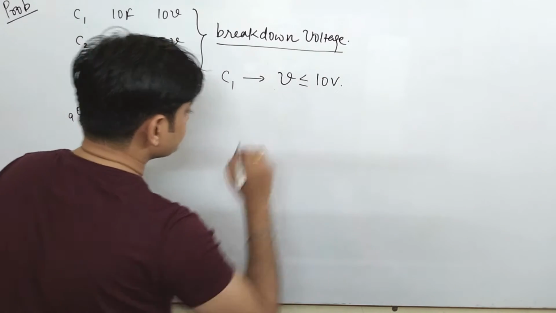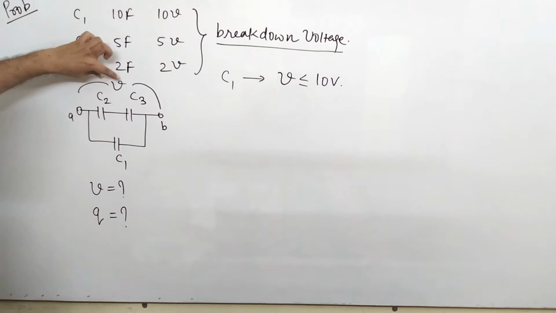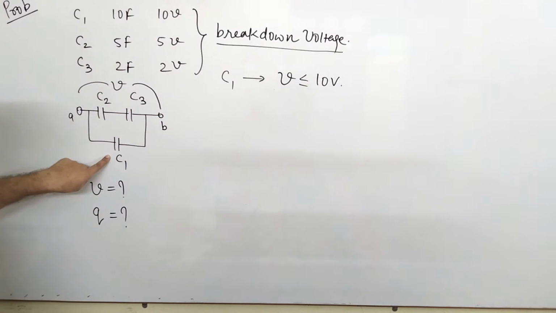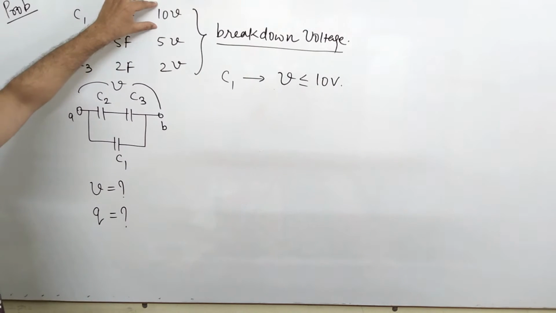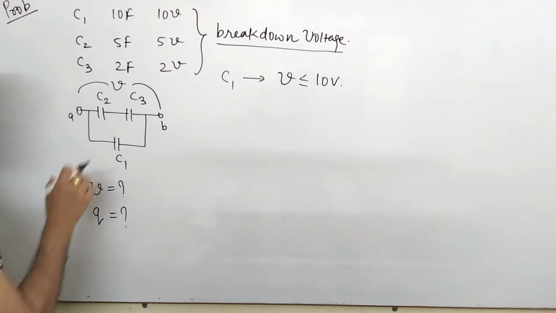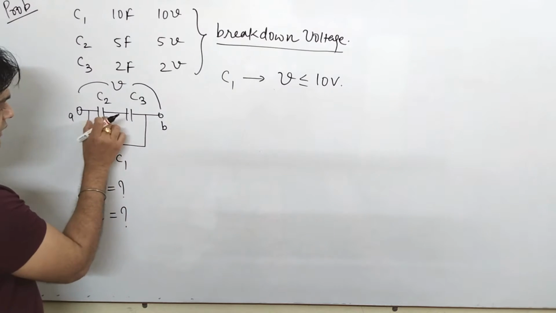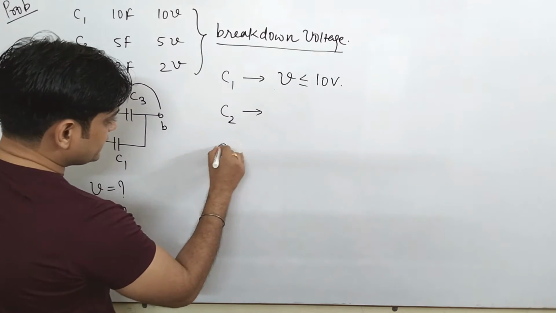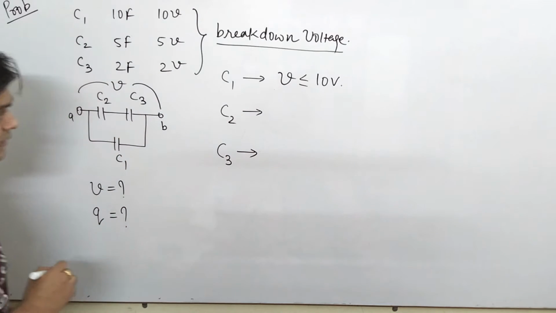Yes, I can say if this is a voltage which is applied across this combination, so definitely this capacitor will not get breakdown, so the voltage should be less or equal to 10 volt. So you can say that the value of V must be less or equal to 10 volt. Similarly, if I talk about C2 and C3, what is the voltage across C2? What is the voltage across C3? This we have to find.